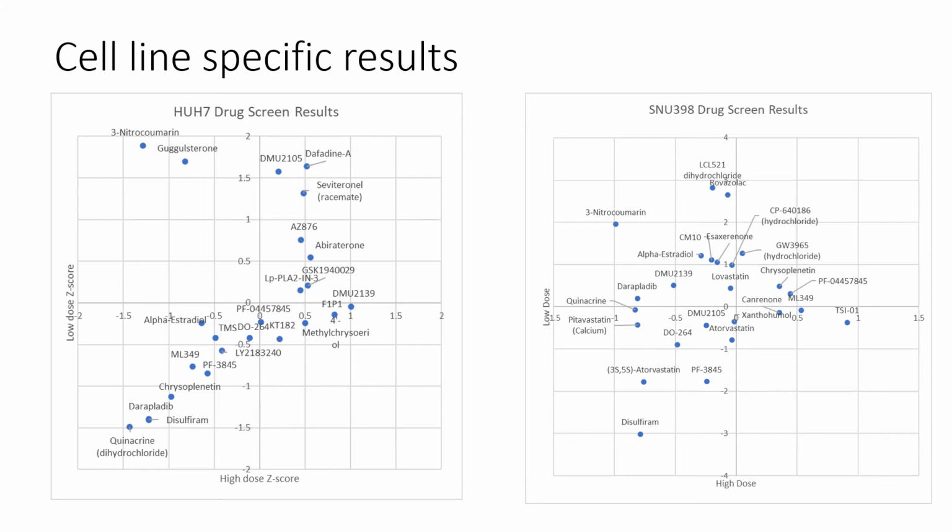Generally, the greatest hit drugs produced an anti-proliferative effect in both of the cell lines, as seen by those in the lower left-hand quadrant of each graph. These were ultimately the compounds we were most focused on for further follow-up studies, including a dose-response analysis.